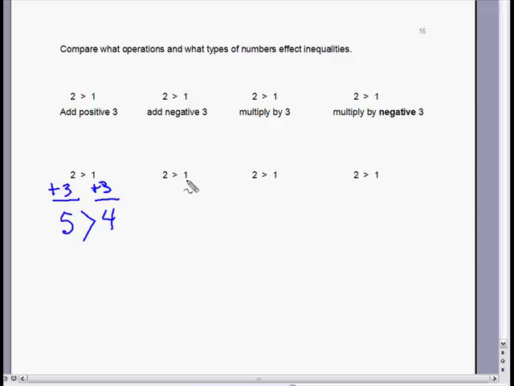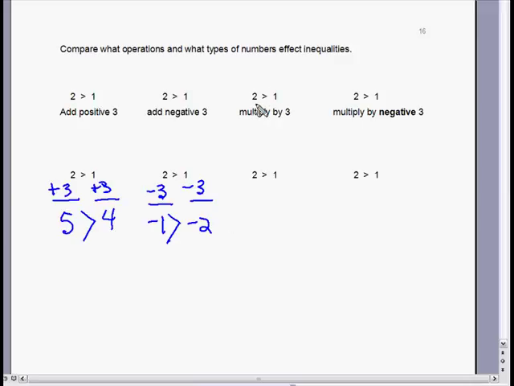Since we know that 2 is greater than 1, if we add negative 3 to both sides, we would have 2 plus negative 3 is negative 1. 1 plus negative 3 is negative 2. And in fact, I would rather have only $1 that I owed than $2. So negative 1 is greater than negative 2.